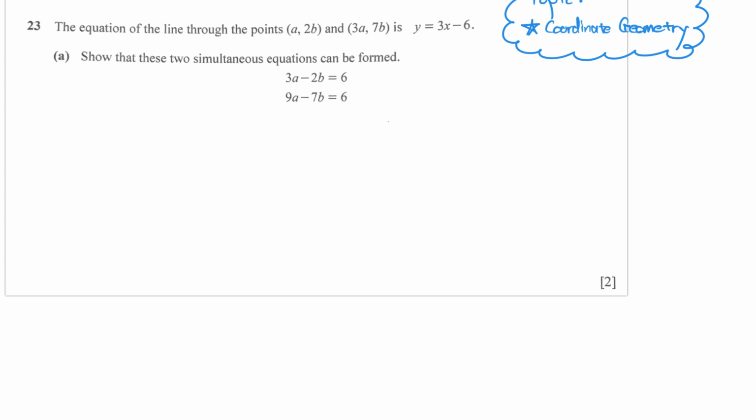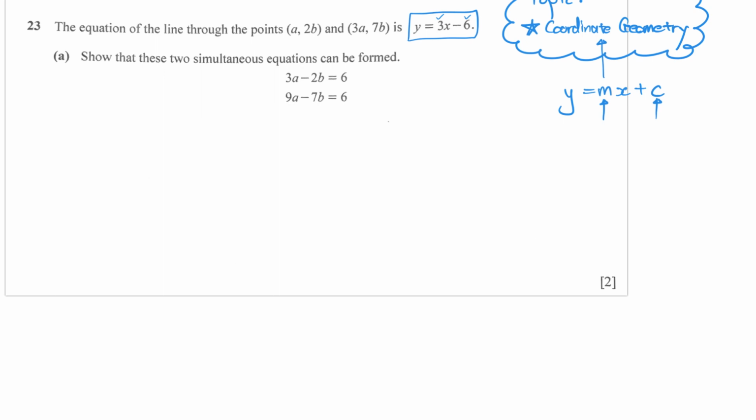This is question 23, and the topic underlying it is first and foremost coordinate geometry. If you recall this topic in secondary 3, the main thing is about y equals mx plus c, right? Quick recap: m stands for the gradient, the slope of the line, and c is the y-intercept. So we have this equation of the line already. We know the gradient and we know the y-intercept.